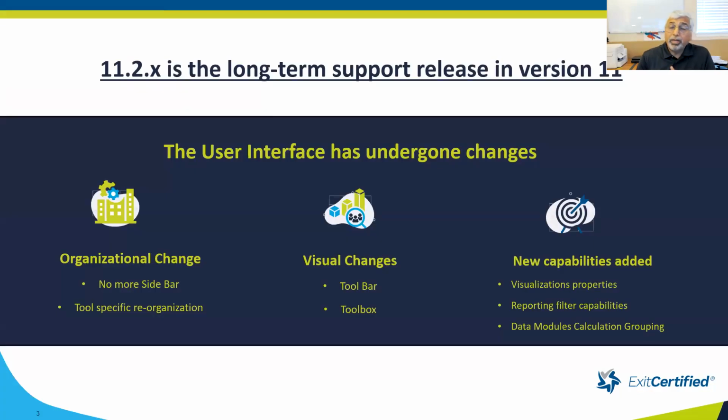11.2.x is the long-term support release in version 11. After this, IBM has gone to version 12. So if you are going to be on version 11 for quite some time to go, then 11.2.x, to be precise, 11.2.4, is the last version which has been released, and it will be the long-term support release for version 11.